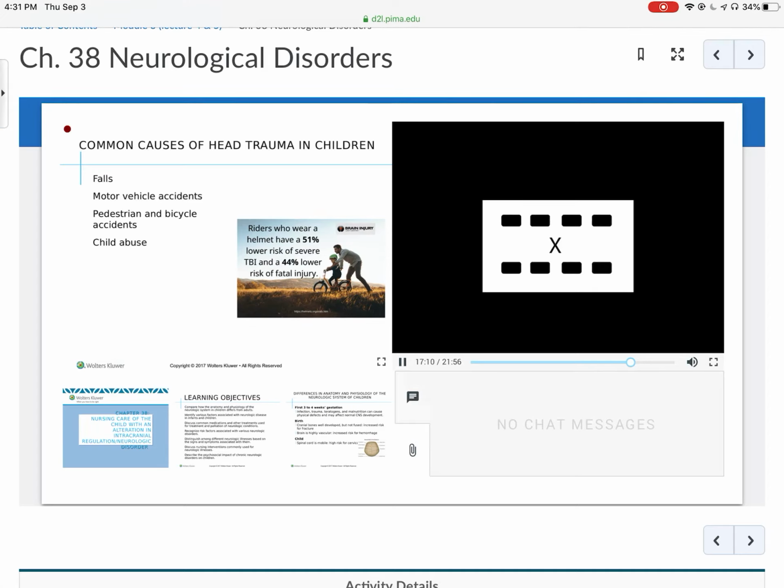One of the Healthy People 2020 goals is to reduce fatal and non-fatal brain injuries. So really those bicycle helmets, the sport injuries like the return to play are part of that protocol.